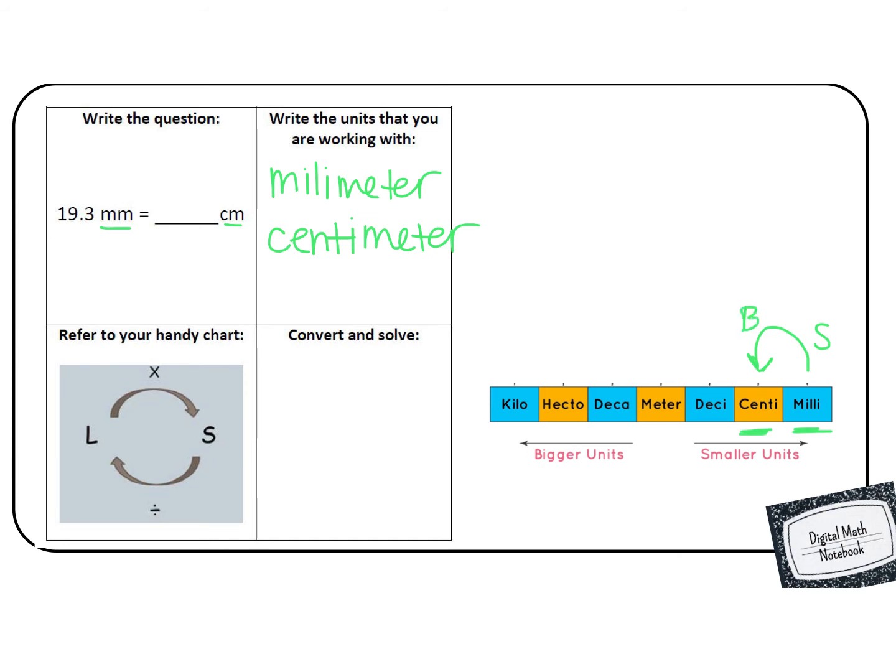Small things are flies, so from fly to horse, we divide, of course. So instead of multiplying by a power of 10, we're going to divide by a power of 10. So we have 19.3 divided by 10. When we divide, our decimal gets smaller, so it moves to the left. So our new number should be 1.93. Easy enough once we know which way we're going. Make sure we pause and write our notes in our digital math notebook before going to the next lesson practice.